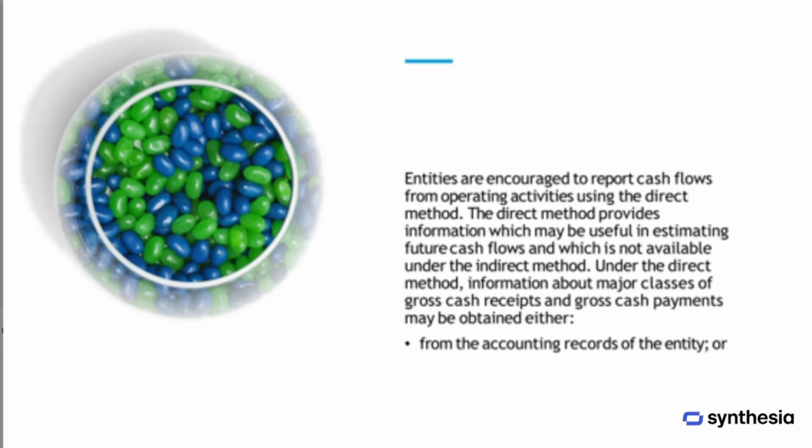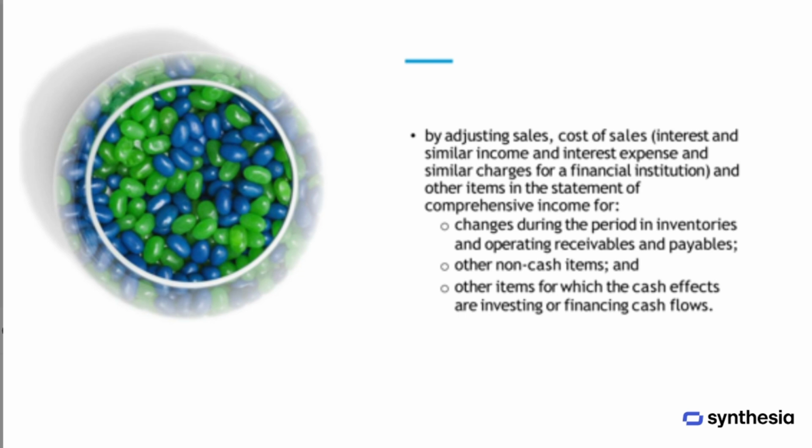its accounting records or by adjusting figures such as sales, cost of sales, including interest and similar income and expense for financial institutions, and other items in the statement of comprehensive income. The adjustments are made for changes during the period in inventories, operating receivables, and payables, as well as other non-cash items and items where the cash effects are related to investing or financing activities.